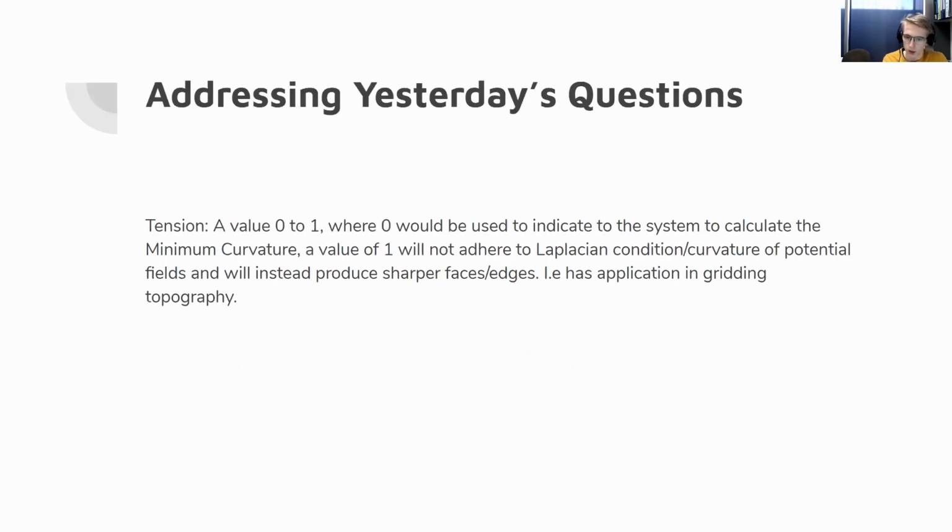There was a question regarding tension. So the tension in Intrepid, where if you specify 0, you are using minimum curvature, and the closer you get to a value of 1, you start using a different condition where you're no longer adhering to Laplacian fields and constant curvature and things like that. Instead you start getting sharper faces, which is applicable for gridding topography. The application I think of is topography there.